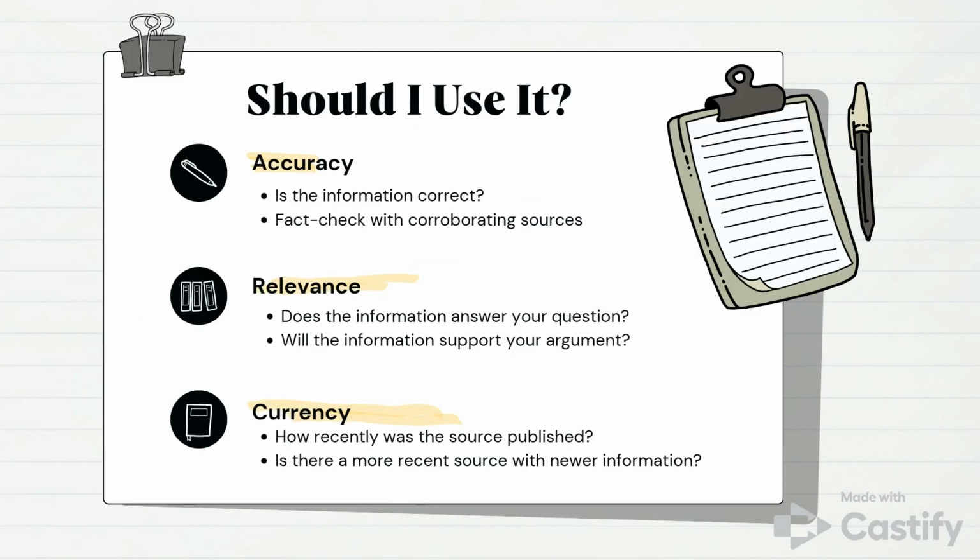Now, the last question we need to ask ourselves is, should I use this source? First, we got to check if it's accurate. This is where fact-checking comes in handy, making sure the information is in multiple sources. Relevance is also good. Does this information answer your question? Will it support your argument? And then finally, is this information current? Has there been more research done in the last few years that would make for better information for your particular topic? That is particularly important for current events.